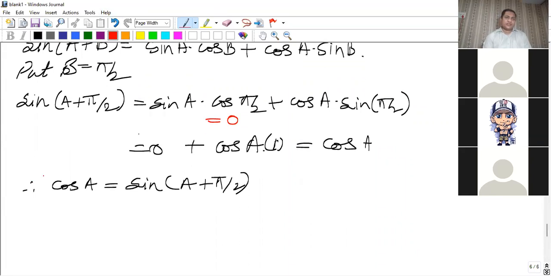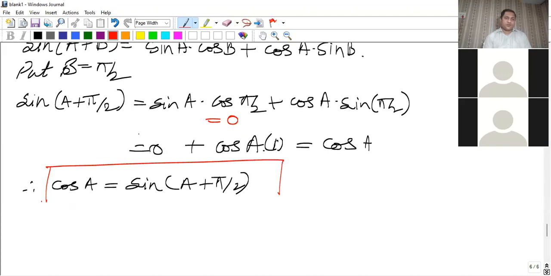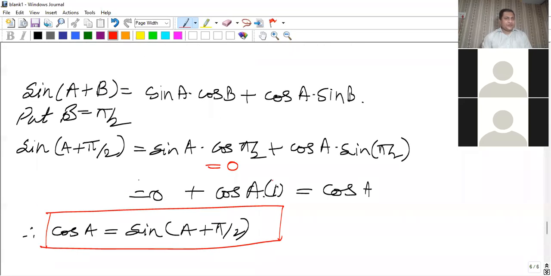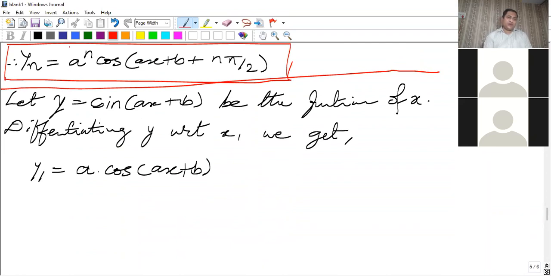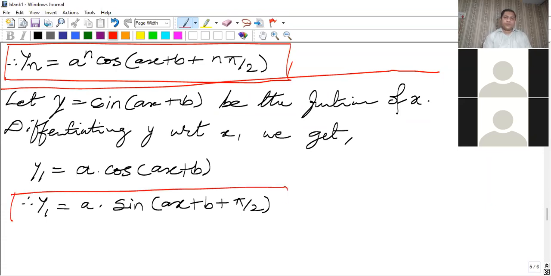This is the important formula that we have now, which will help us to understand the nth derivative of this function. Hence now I can write y1 is equal to a sine of ax plus b plus pi by 2. Is that okay? That's great. So we got this one.